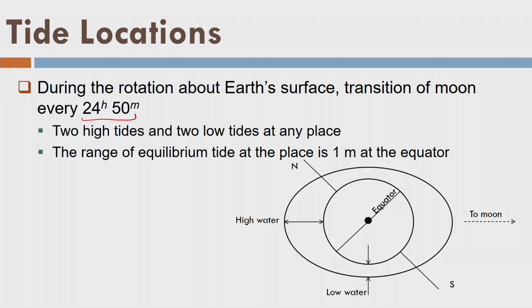tidal day is nothing but 24 hours 50 minutes. Okay, so that is explained here, but you can see here that there is a high water here and there is a low water here. Fine. Okay, and this is the moon's position. So it is high tide here, I can say high water.